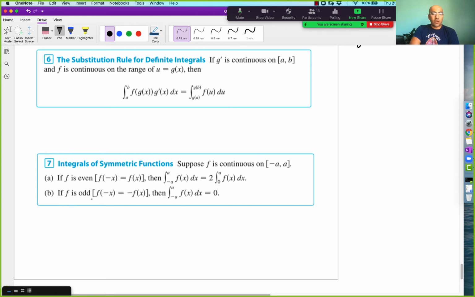If f of x is odd, and again a little description of what that means, then the integral from negative a to a of f of x dx is equal to 0. Let me give you a quick little visual of what all this means.